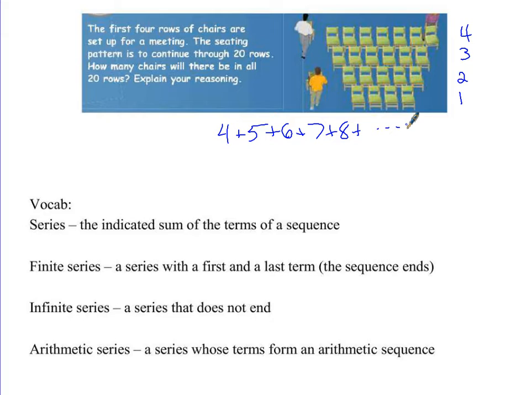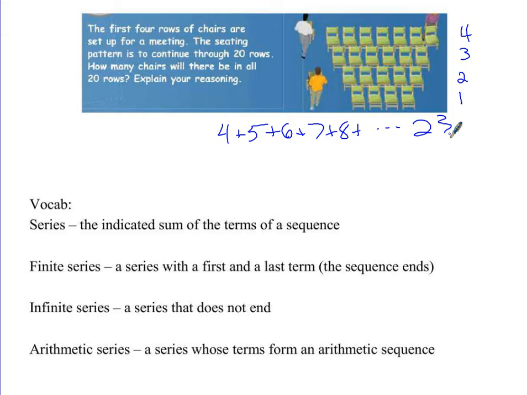There's 4 chairs in row 1. There's 5 chairs in row 2. There's 6 chairs in row 3. So how many chairs are there going to be in row 20? 23. So we're adding up all the numbers from 4 to 23.